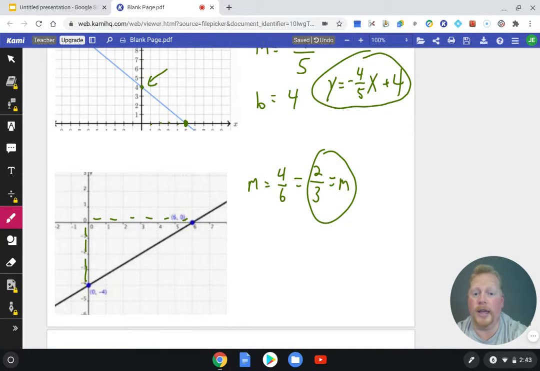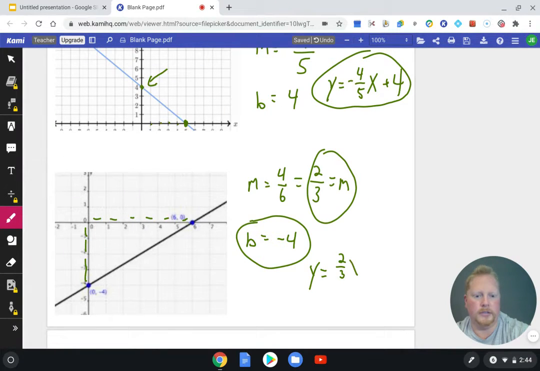Where does it cross the y-axis? Looks like at negative 4. Now when I do that, I don't need to get the coordinate 0, negative 4. The x-coordinate will always be 0 on your y-intercept. So just take a look at where it hits the y-axis, negative 4. So then my equation is y equals 2/3 x minus 4. Final answer.